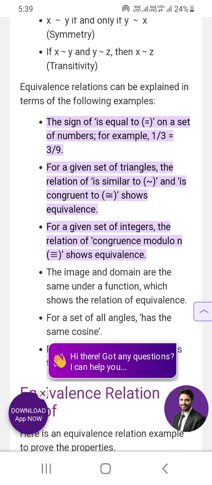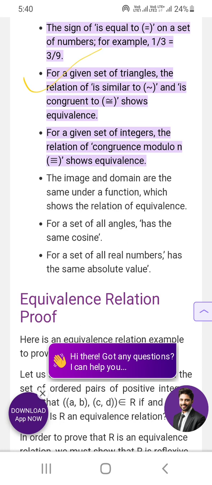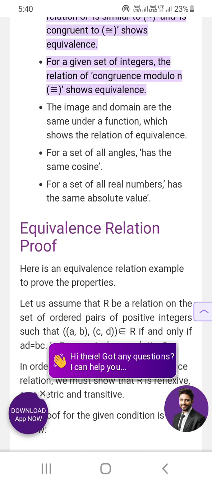The sign of the equal is the sign of equality on the set of numbers, for example, 1/3 equals 3/9. For the given set of triangles, the relation is similar for equivalence, and this is the symbol for the equivalence relation, and this is the symbol for the congruence relation on the set to show the equivalence. For the given set of integers, the relation is congruence modulo. So this is the equivalence class partition.